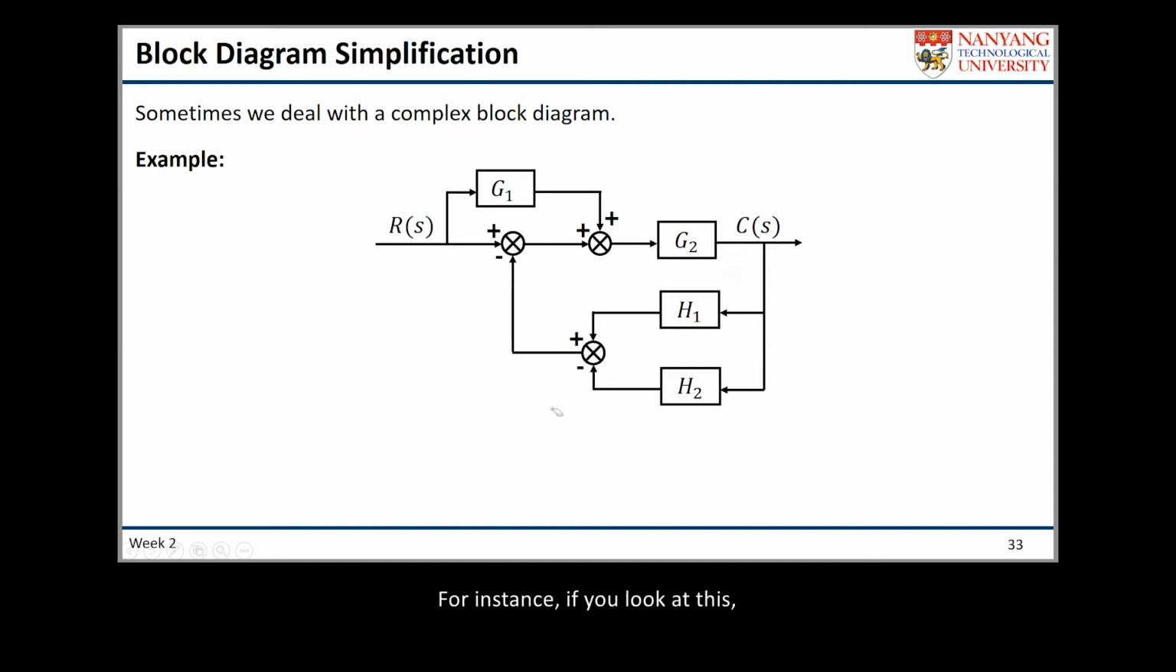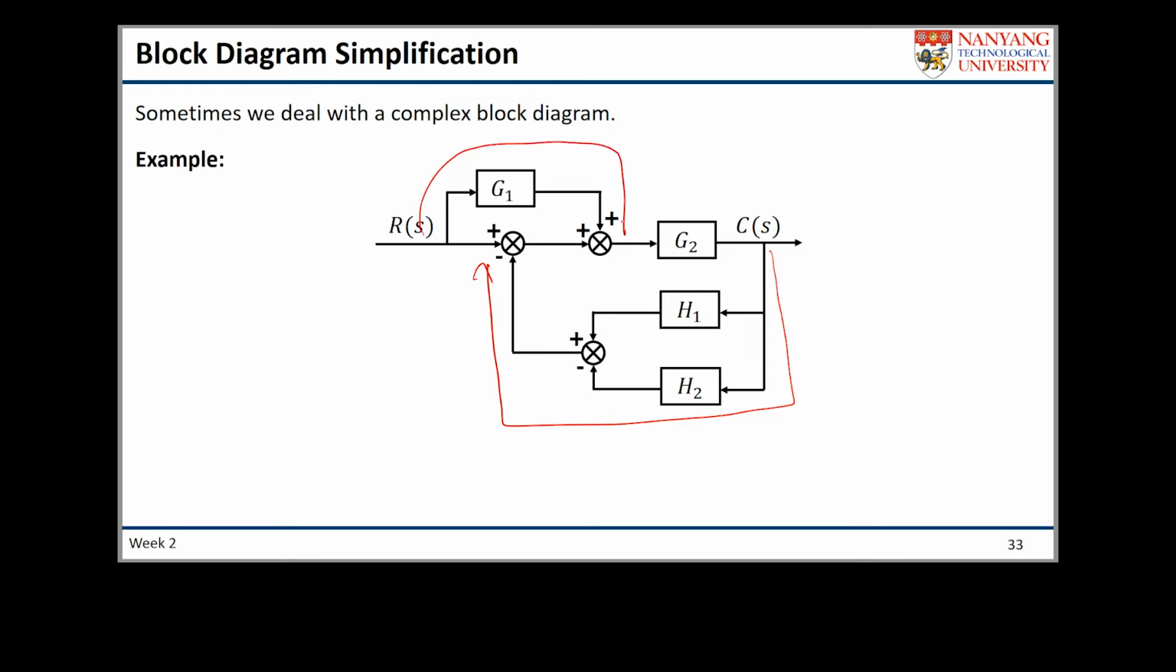For instance, if you look at this, there is one flow coming in here, but there is also another flow coming into the first feedback. So this causes some confusion and some complexity when you analyze it, because we have a tangled system here. One is moving to the left, the other one is moving to the right inside the previous loop. So we need to simplify this block diagram.